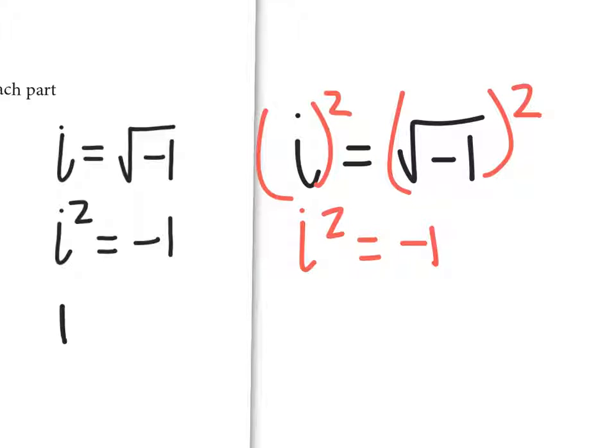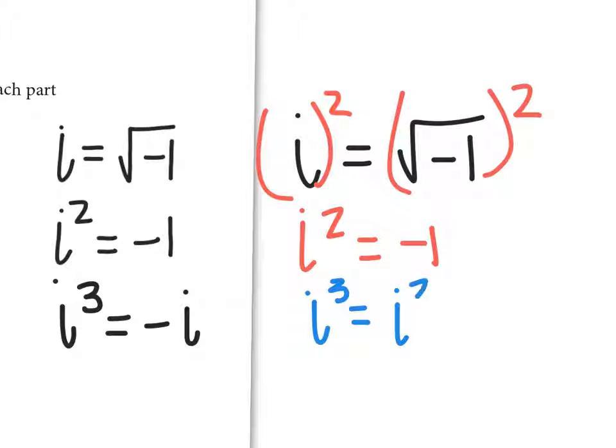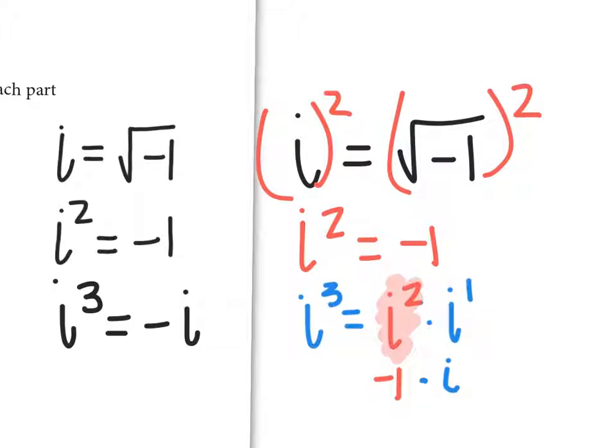The next step is that i to the third is equal to negative i. Let's talk about why. If we think about i to the third, it is the same thing as i to the second times i to the first, because when I multiply, I add my exponents. We just went over the fact that i to the second is really negative 1. So this is actually negative 1 times i, and negative 1 times i is going to be negative i.